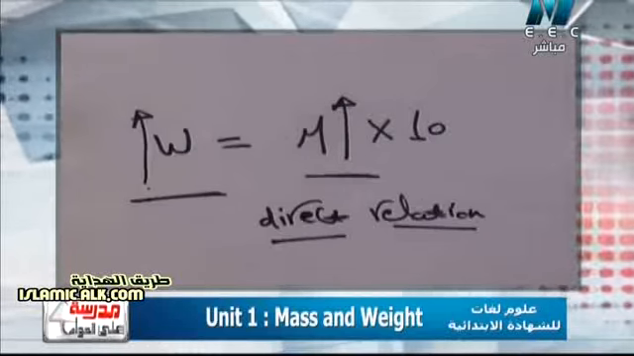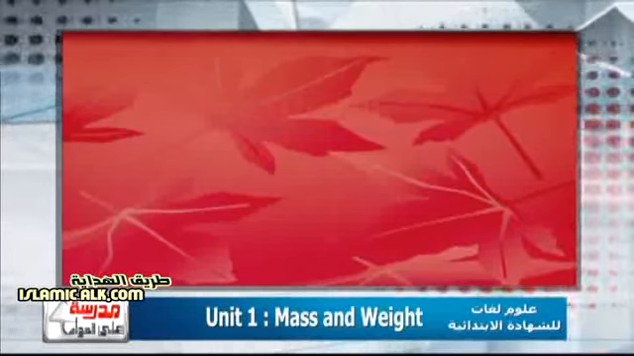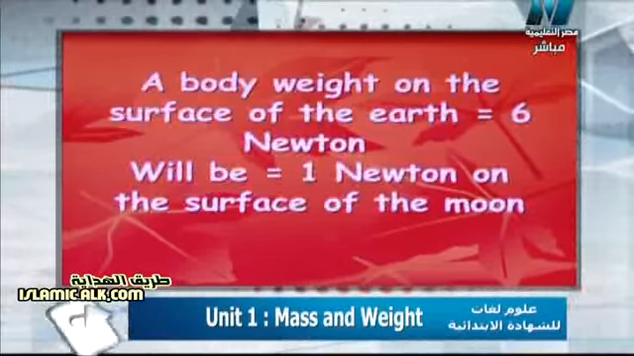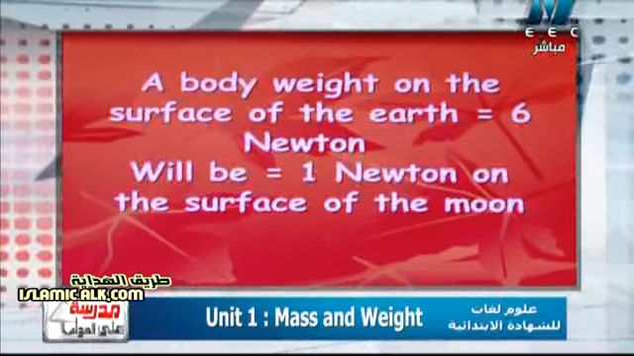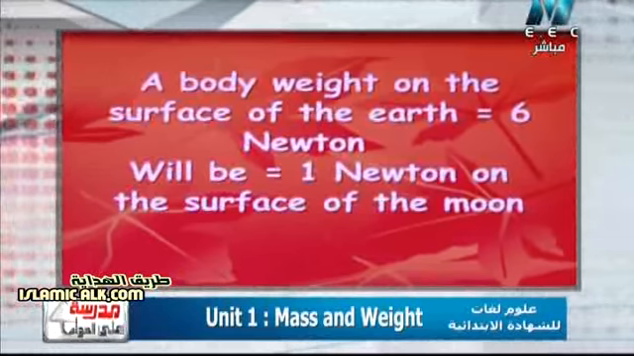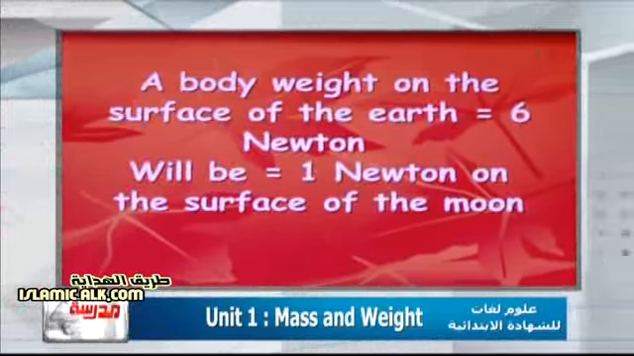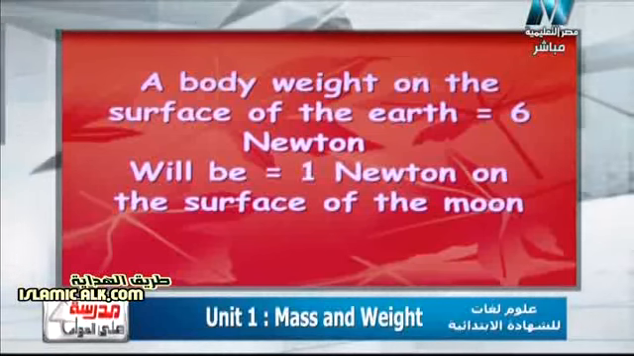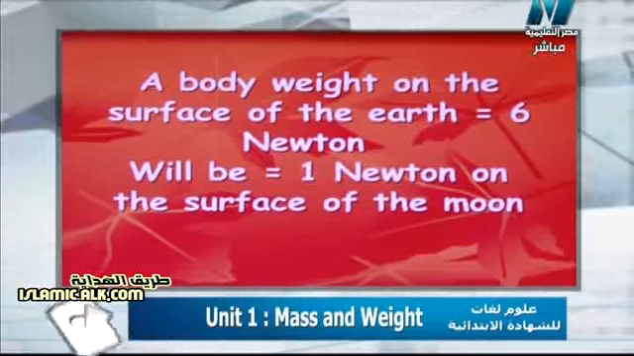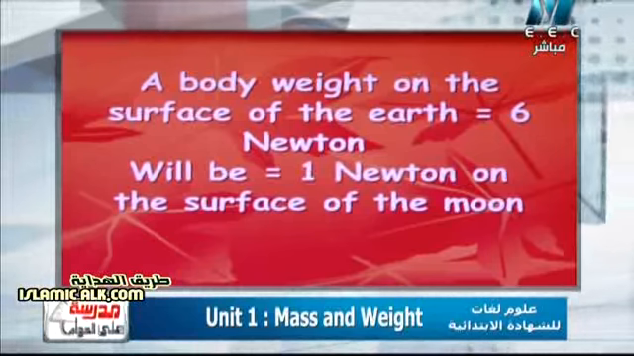So look here, I have an example. Let's take a very important example. A body of weight on the surface of the earth equal 6 Newton will be 1 Newton on the surface of the moon. What about this? Look here, the weight changes when we move from the earth to the moon. Why? Or give reason: because weight changes by changing the place.